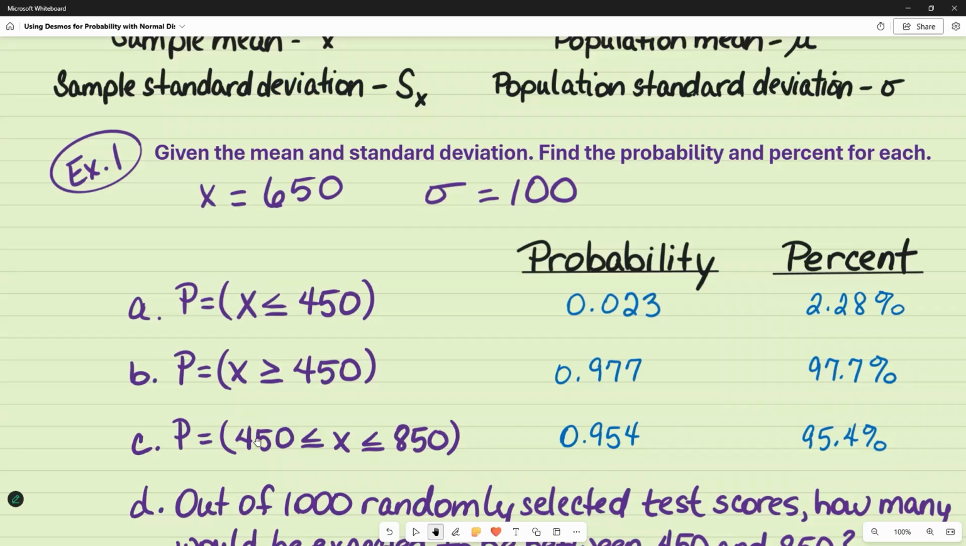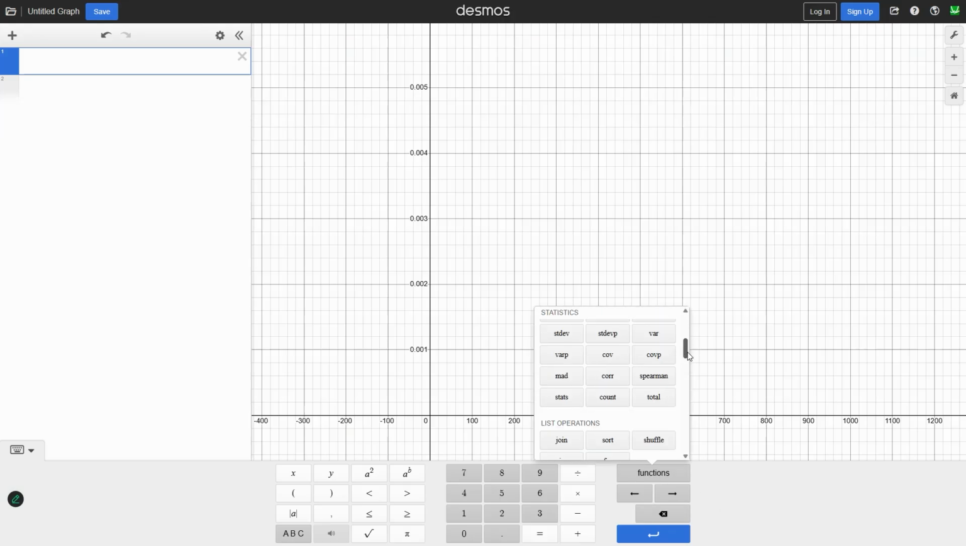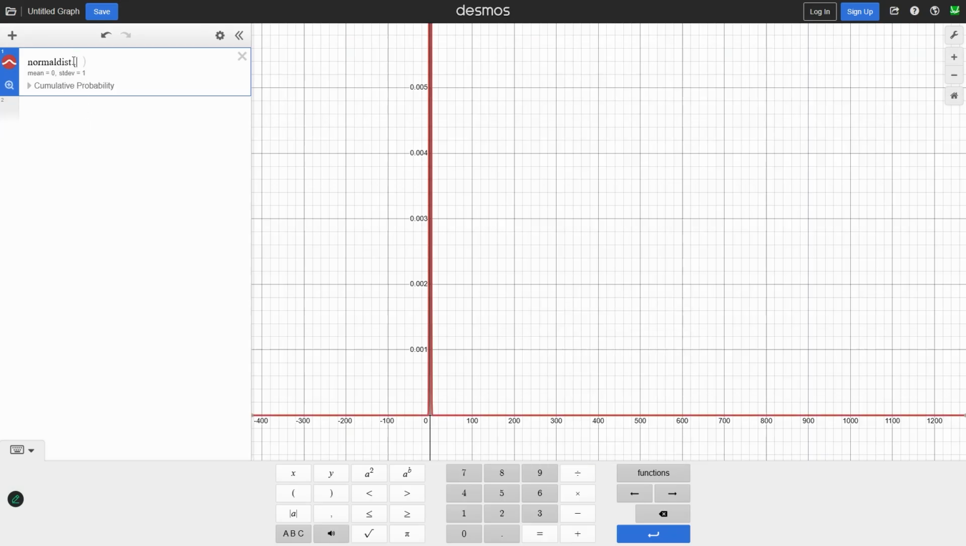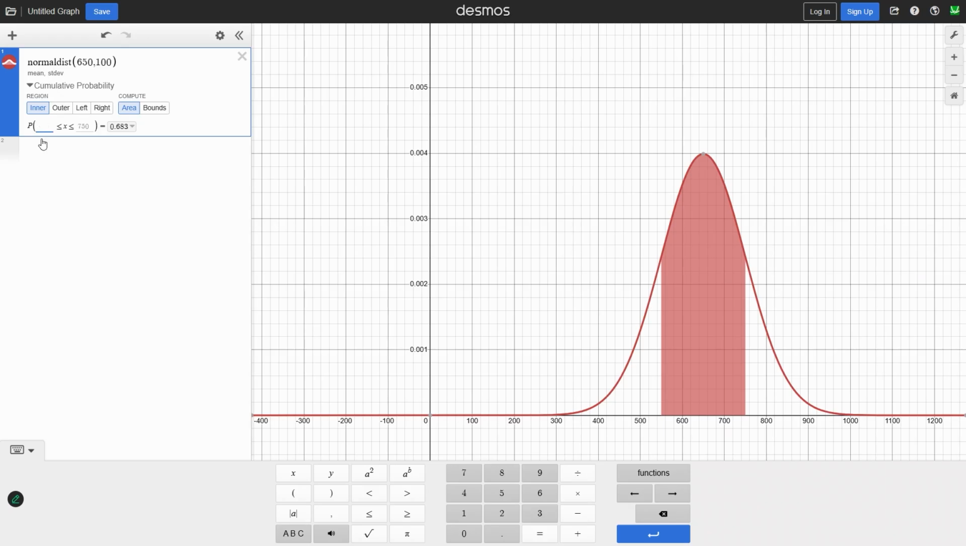Let's say we're going to try to do this one, part C. We can also go to functions and then scroll down until we actually see the heading that says probability. We're going to choose the first one. And again, I can just go ahead and type in my mean and then my standard deviation separated by a comma. So 650, 100. And now I'm going to click on this arrow. So I'm now working with part C. I'm going to type in 450 and then on the other side, 850. You want to make sure you go from the smallest number to the largest number. And this is my probability, 0.954. I can again copy it and multiply it times 100, or I can simply move the decimal to the right by two places, which will give me 95.4%.